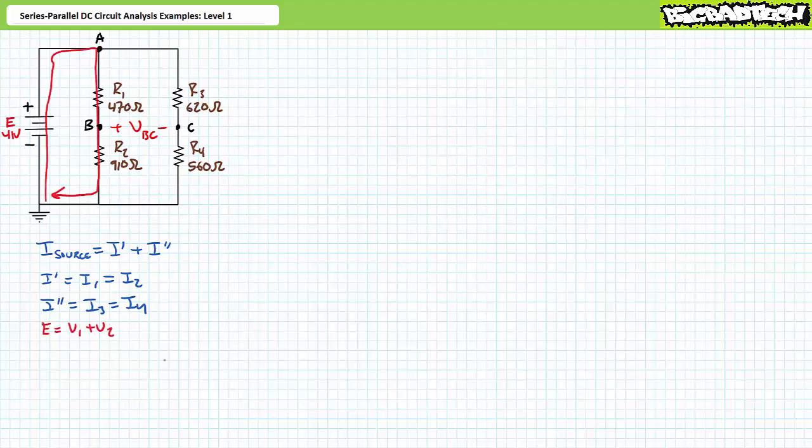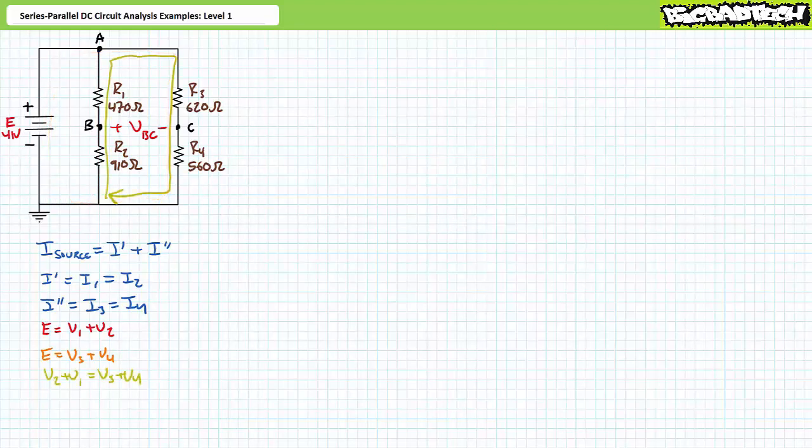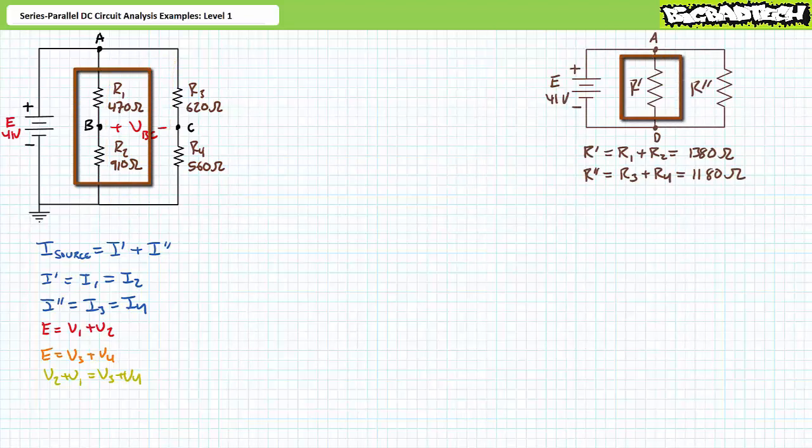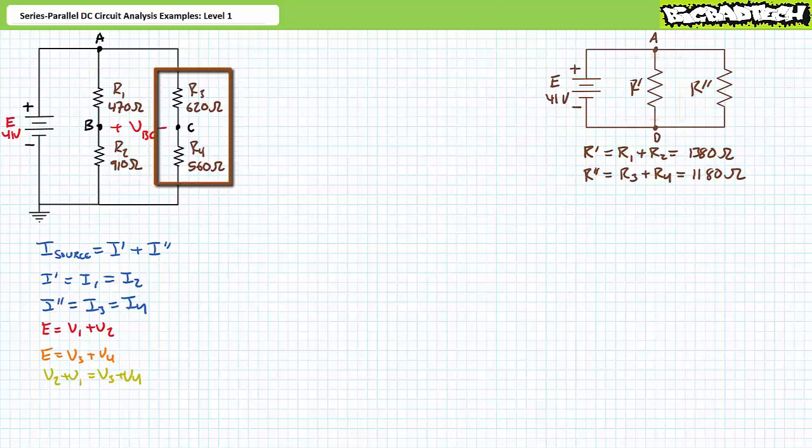A Kirchhoff's voltage law analysis of the loop in red demonstrates that E equals V1 plus V2. A Kirchhoff's voltage law analysis of the loop in orange demonstrates that E equals V3 plus V4. Finally, a Kirchhoff's voltage law analysis of the loop in yellow demonstrates that V2 plus V1 equals V3 plus V4. These analyses imply that R1 is in series with R2, a simplification I'm calling R single prime that happens to have a value of 1,380 ohms. Additionally, R3 is in series with R4, a simplification I'm calling R double prime that happens to have a value of 1,180 ohms.